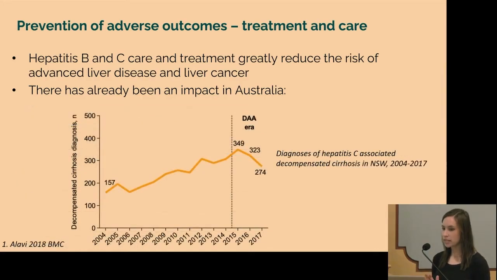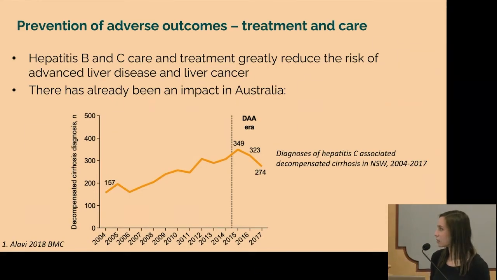And then for hepatitis C, the impact is even more stark. These are linked data from New South Wales, but the pattern is very similar in Victoria. There was a very clear and worrying increasing trend in the number of people who were developing decompensated cirrhosis, advanced liver disease, due to hepatitis C. And then once DAAs became available, this highlights when they became available through clinical trials and early access programs, there was an immediate decline in the number of people developing advanced liver disease, and this is only in the first 2 years of access.